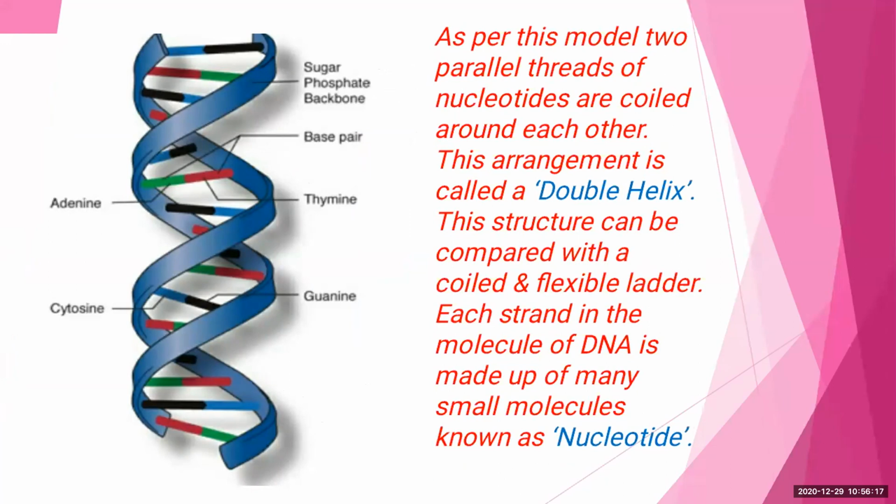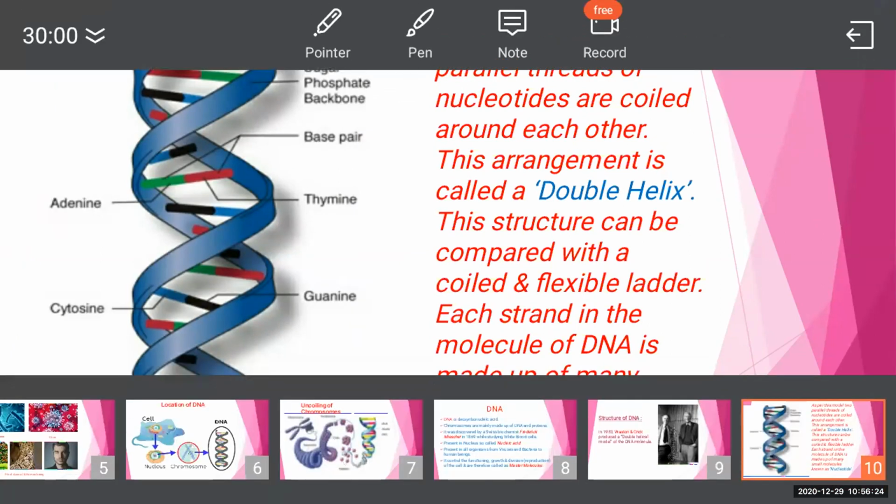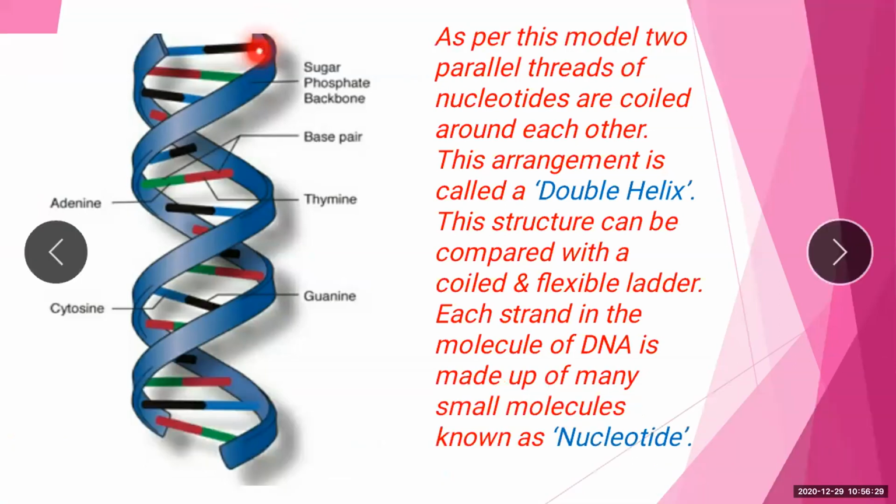As per this model, two parallel threads of nucleotides are coiled around each other, right? So I'll show you the parallel threads. See this coiled structure. This is one strand, and here this is the other strand, right? So, two parallel threads of nucleotides are coiled around each other. This arrangement is called the double helix. Right? This is called the double helical structure.